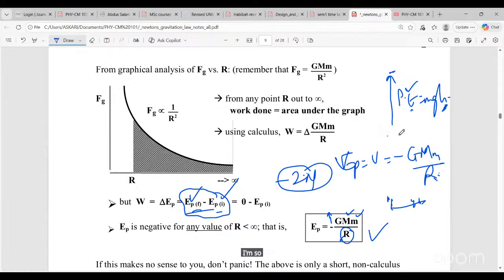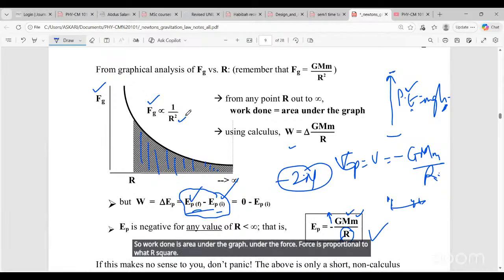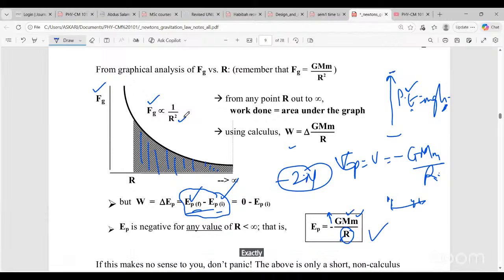Sorry, sir. Why is the graph F_G against R? Why is it not F_E against R? They are only showing a relationship between force and gravitational potential. So work done is the area under the graph, under the force. Force is proportional to what? R square. Is that clear? Yes, sir.